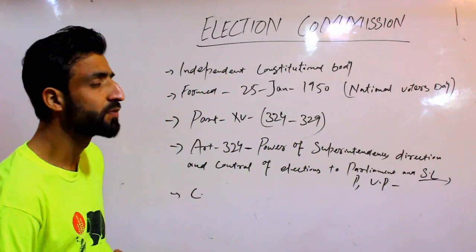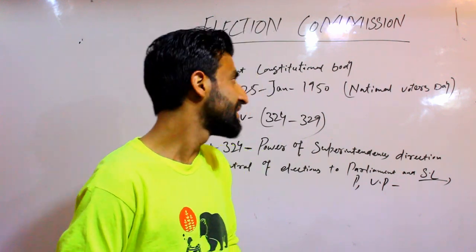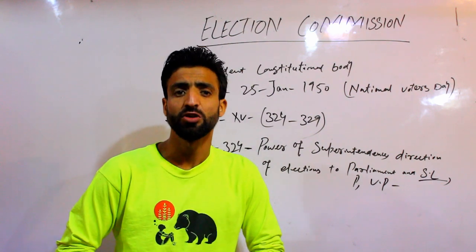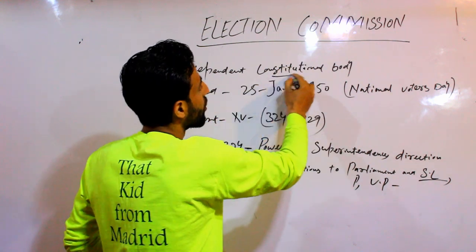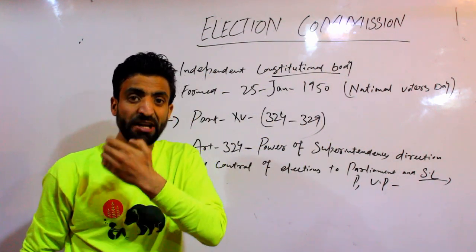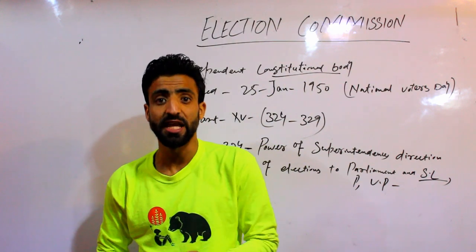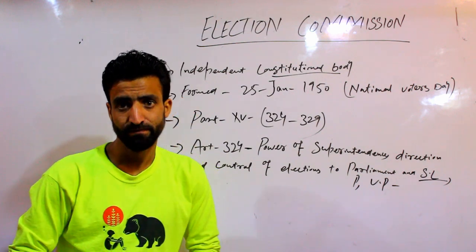So the Election Commission is an independent constitutional body, and it is also a permanent body. So here I have written about constitutional body. Why do I call it a constitutional body? Because it has its mention in the Constitution.